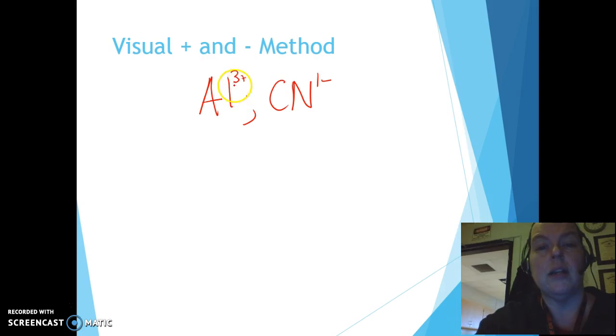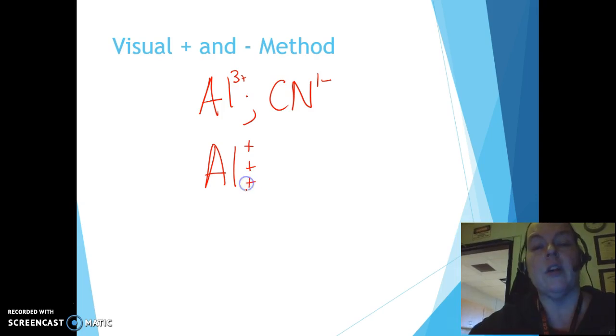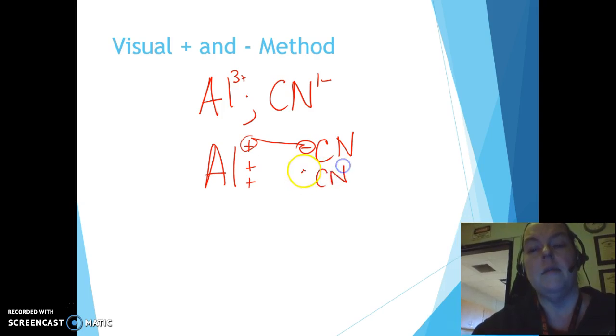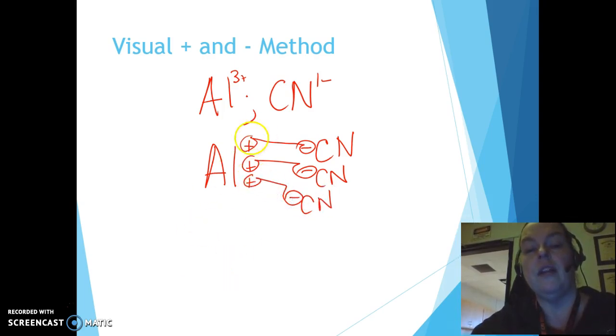Remember, that means 3 electrons are being lost. And for the polyatomic ion here, the C and the N together, we know that 1 electron has to be gained. So the visual method says, okay, I have Al and Al has 3 pluses. That means 3 electrons that are going to be lost. And CN has 1 minus. For every electron lost, it has to be gained. So I need some more CN. For every electron lost, there has to be a gain. I need more CN. Well, finally, I get it where all the electrons lost are gained.